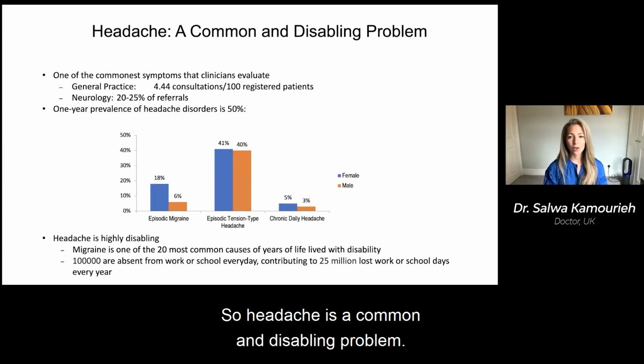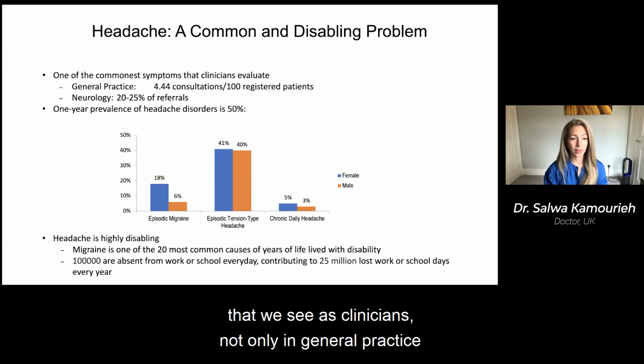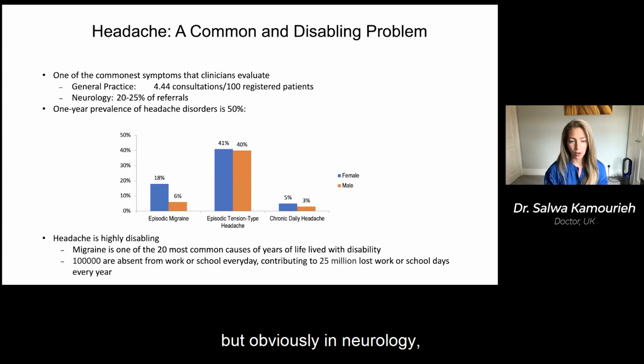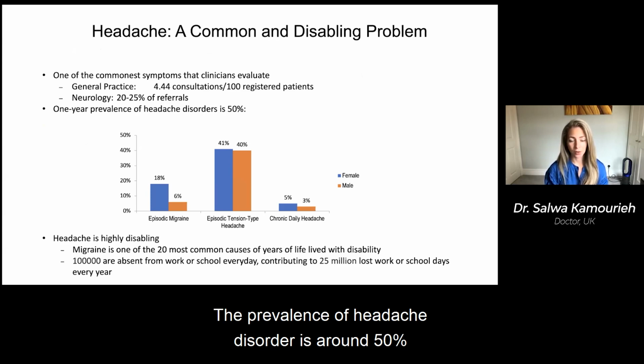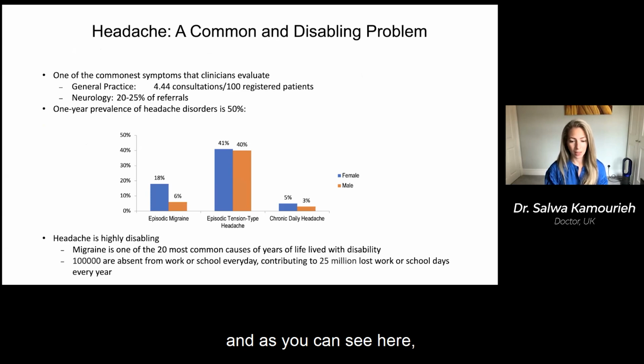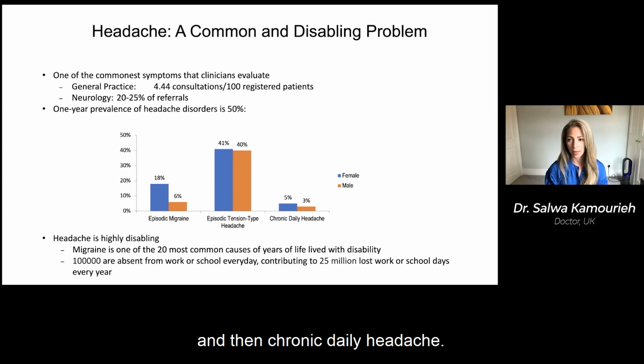So headache is a common and disabling problem. It is one of the commonest symptoms that we see as clinicians, not only in general practice, but obviously in neurology, with 20 to 25% of our referrals being headaches. The prevalence of headache disorder is around 50%. And as you can see here, the range between episodic migraine, tension type headache, and then chronic daily headache.